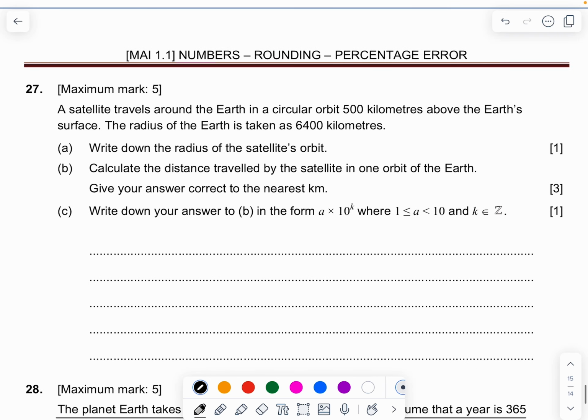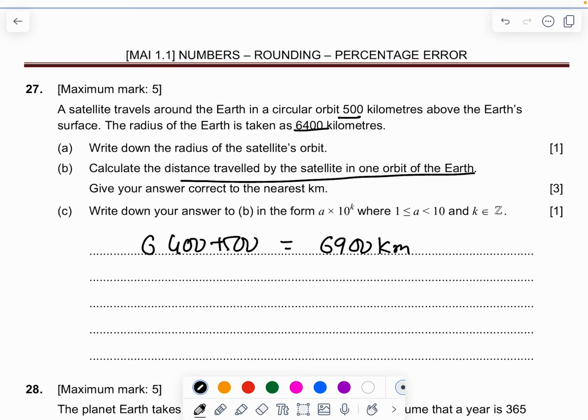Question number 27. A satellite travels around the Earth in a circular orbit. The radius is given. What is the radius of the satellite's orbit? The Earth's radius is taken as this much. So 6,400 plus 500, that will be the total radius, which is 6,900 kilometers.